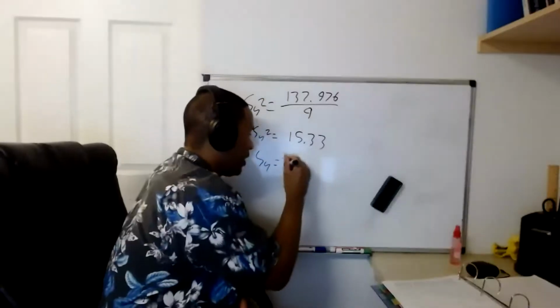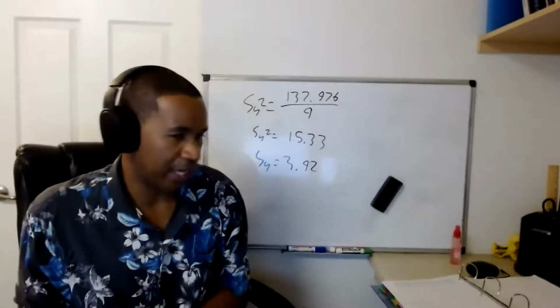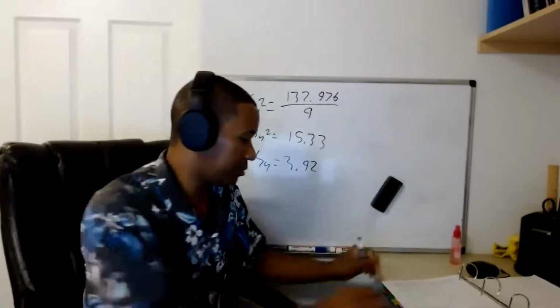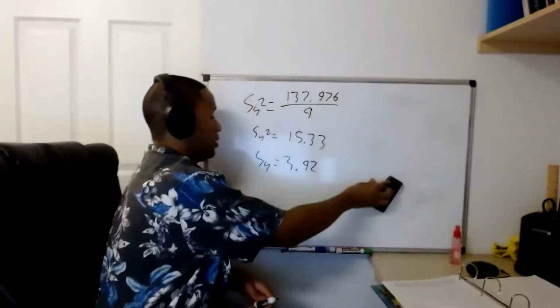3.92. Right, so we'll go with 3.92. The answer key says 3.915, but it's pretty much the same answer. Anybody have any question about that? Okay, good.